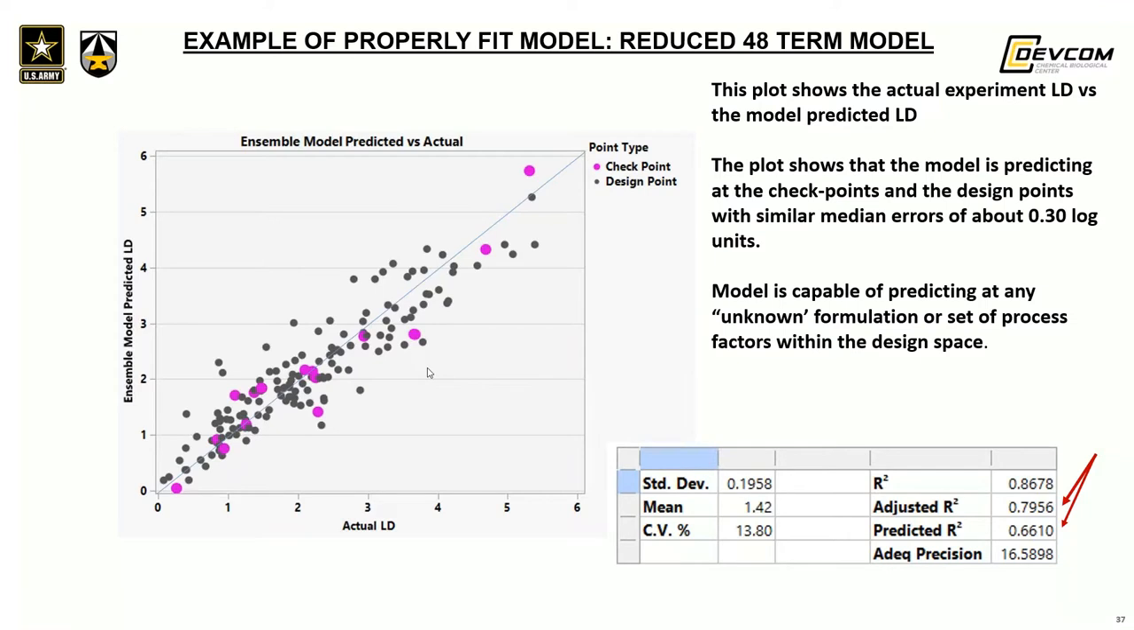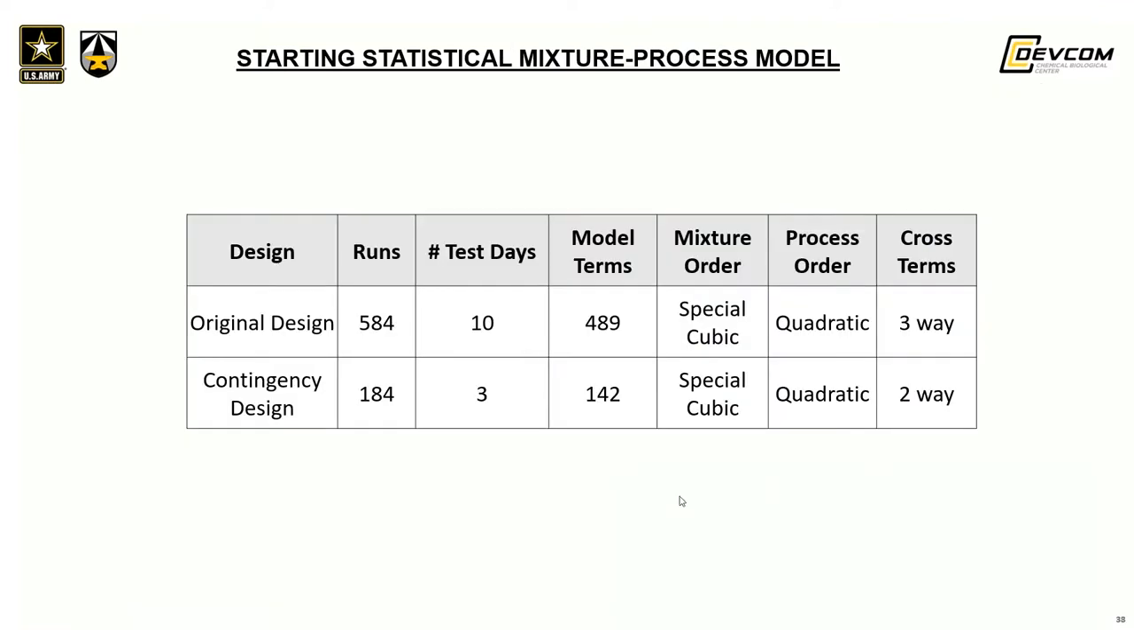And if you look at my picture, now look what I've got. My purple checkpoints, they're right in the middle of the pack with the design. The design points don't fit quite as well, but the purple checkpoints are right there in the pack. That tells me I have an overfit and I've reduced it enough. And the fact that my purple points are lining up, I've got a good predicting model that will predict at unknown points. I haven't gone back in the lab and run anything else yet, but I'm already feeling pretty good about it.